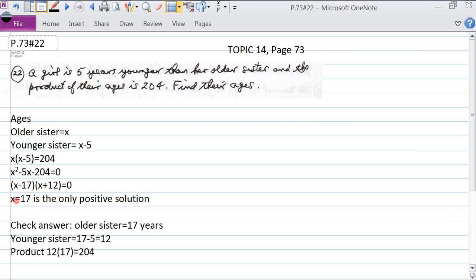Now, ages can only be positive, so x is 17. This is the only solution. We can't have an age that is negative. So we take 17. The older sister is 17. The younger sister is 12. Their product, 12 times 17, is 204.